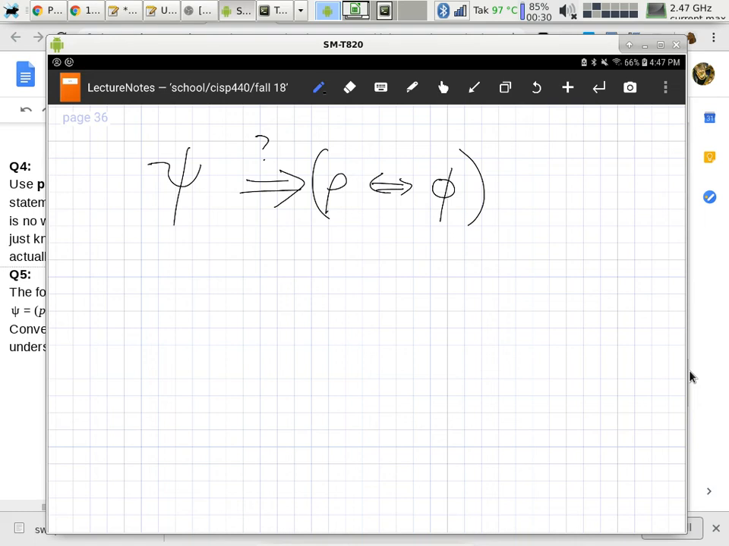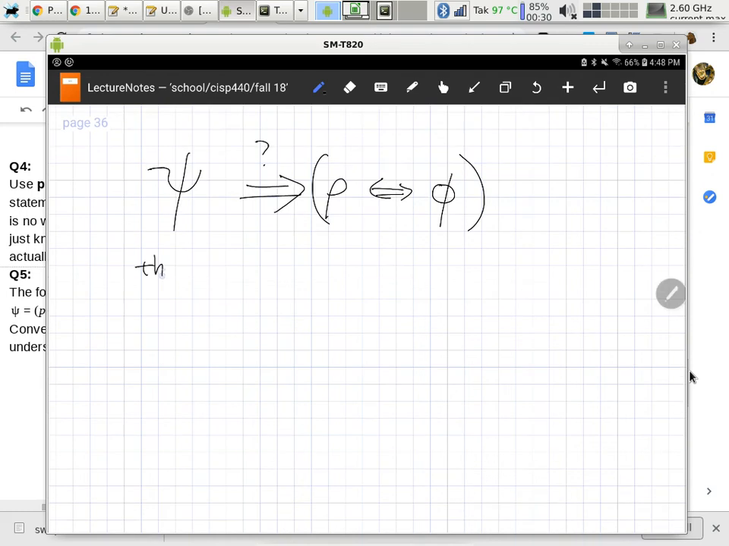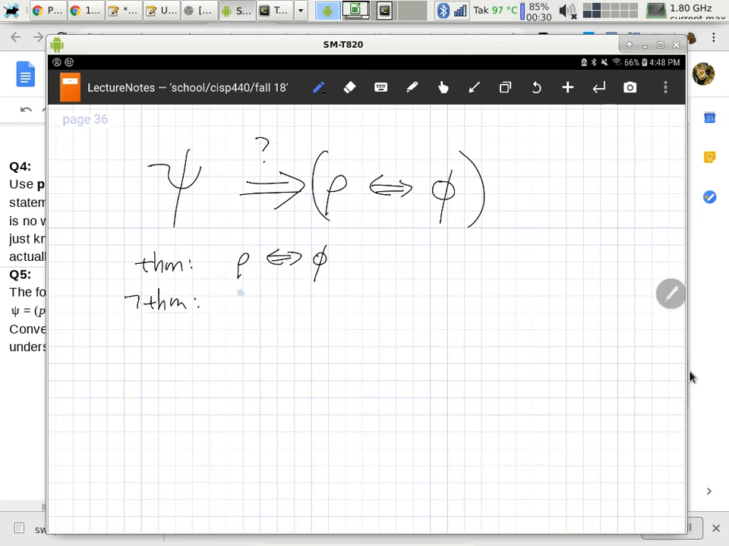Okay. All right. So what do you do when you want to use proof by contradiction? You start with negating the theorem. So if the theorem is rho if and only if phi, then the negation of the theorem is really just the negation of rho if and only if phi. Well, if the answer is that simple, I wouldn't have asked it.